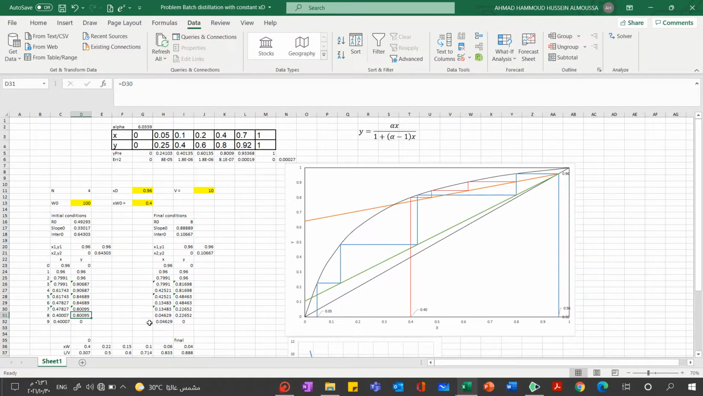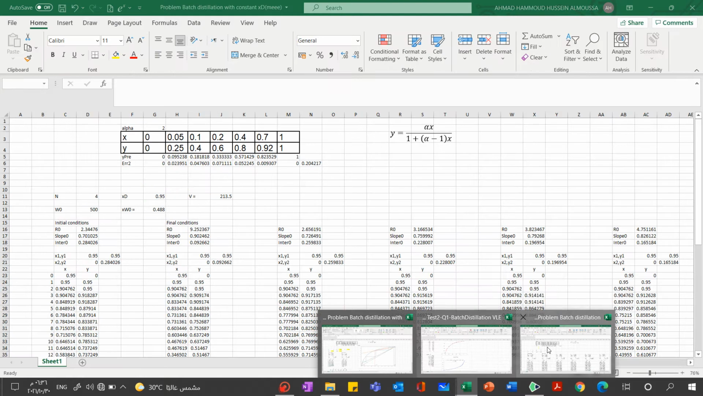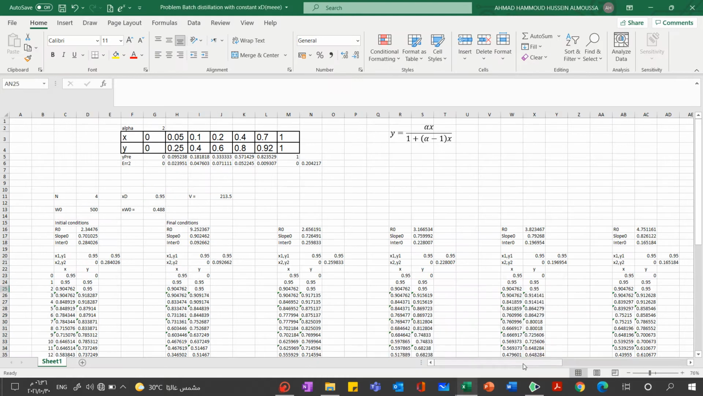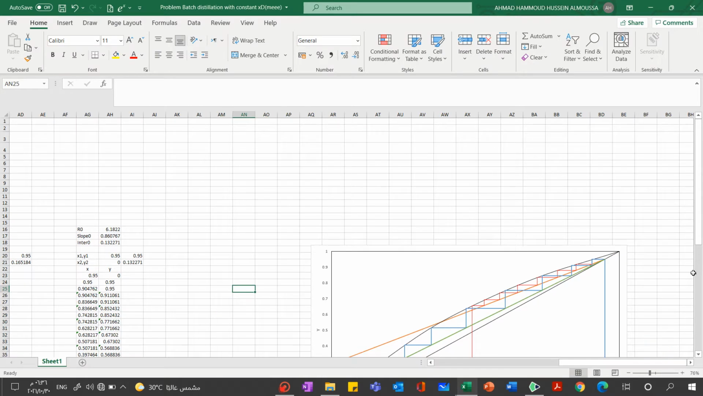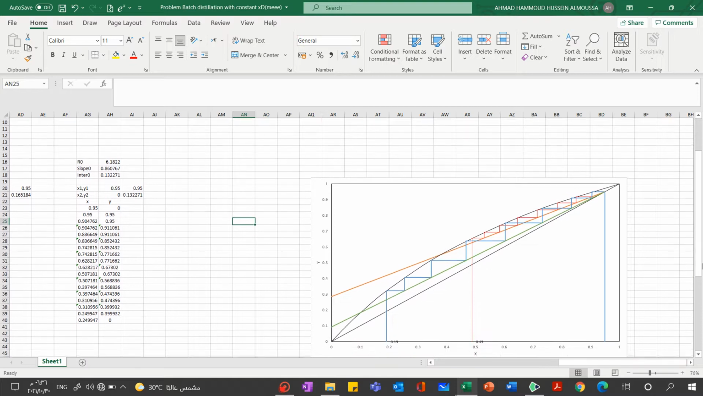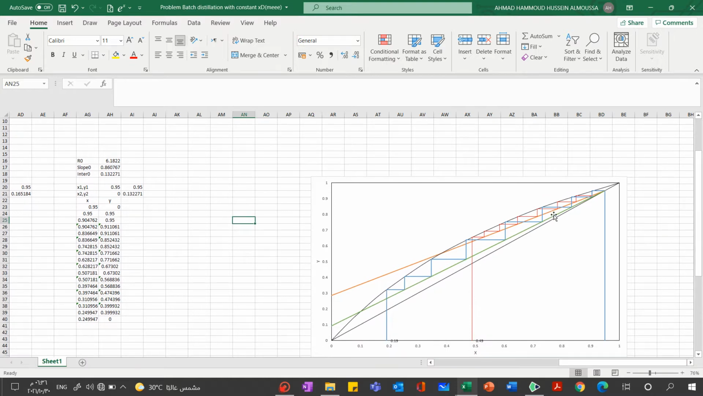For example, I made this only to show it, not like this. See that always the last one is 0.